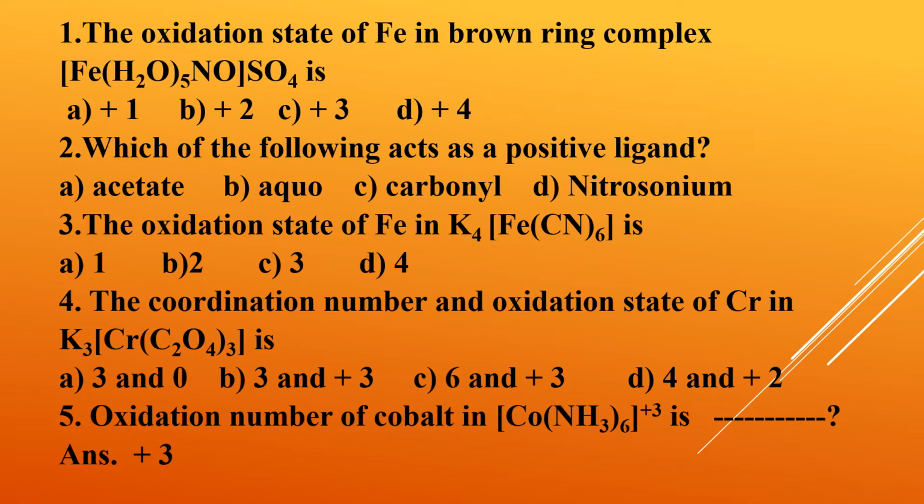Next, question number 3. The oxidation state of iron in K4[Fe(CN)6] is. What is the complex ion here, students? [Fe(CN)6]4-. Why? Because outside there are 4 monovalent cations, that is K plus 1, so there is plus 1 charge on K and there are 4 of them, and hence the complex ion is [Fe(CN)6]4-. So how will you calculate the oxidation state?